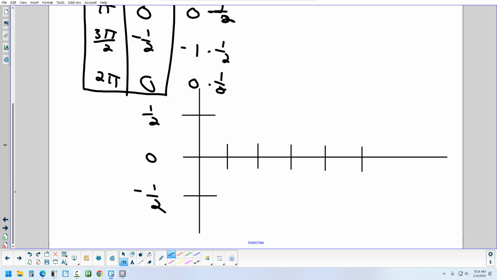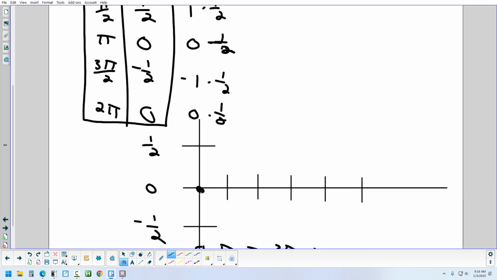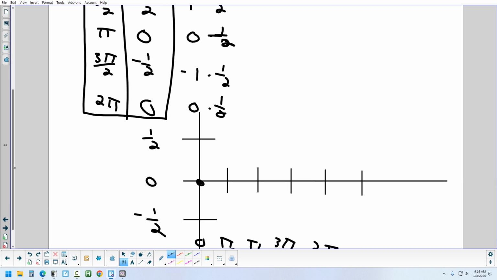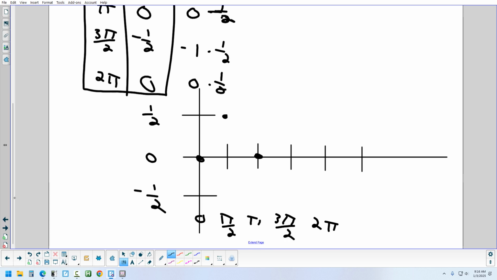Okay, label your x's. And graph your points. So we're at 0, 0. Pi over 2, we're at 1 half. Pi, we are back at 0. 3 pi over 2, that's the lowest that it goes. And 2 pi, back at 0.